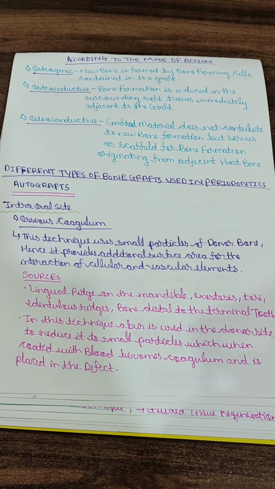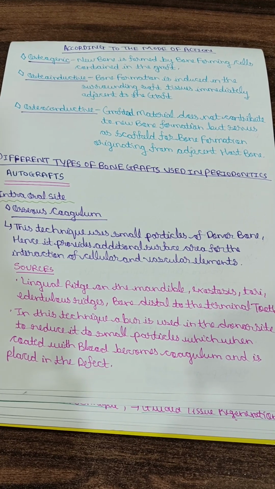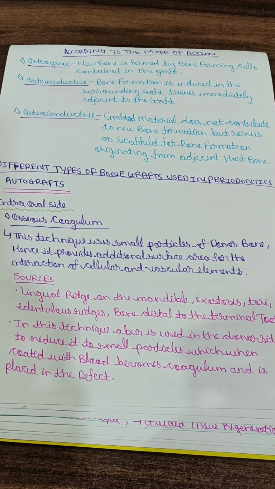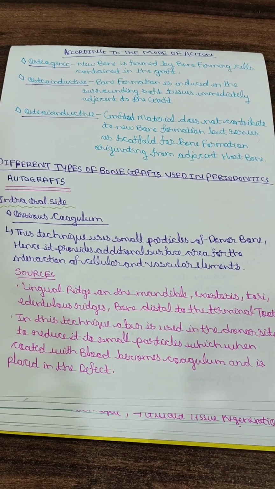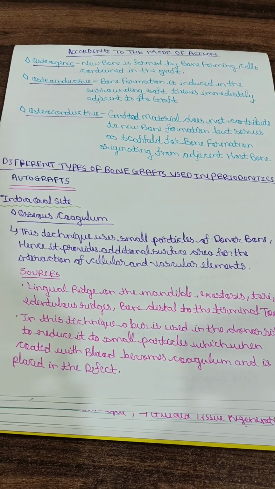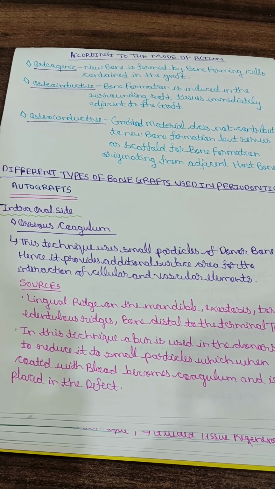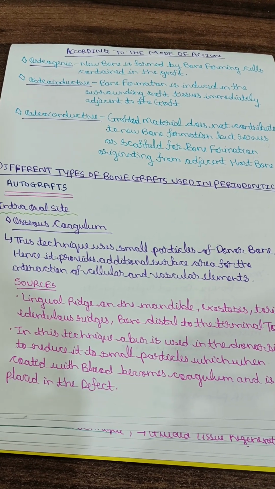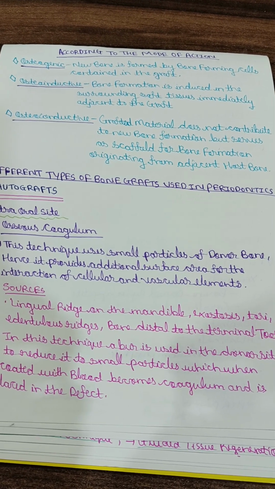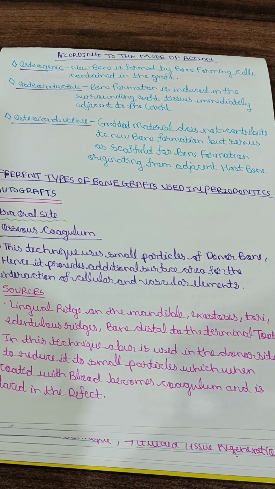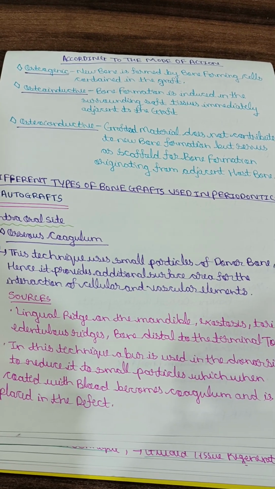The classification of the grafts according to the mode of action includes osteogenic, osteoinductive and osteoconductive. Now let's see them one by one. Osteogenic is when new bone is formed by the bone-forming cells contained in the graft. Osteoinductive states that bone formation is induced in the surrounding soft tissues that are immediately adjacent to the graft. And osteoconductive is when the grafted material does not contribute to the new bone formation, but it serves as a scaffold for the bone formation originating from the adjacent host bone.